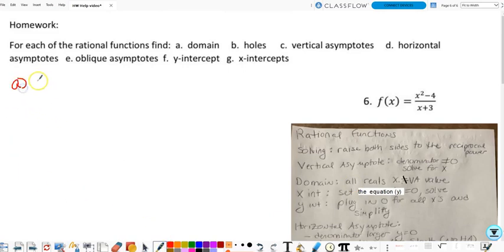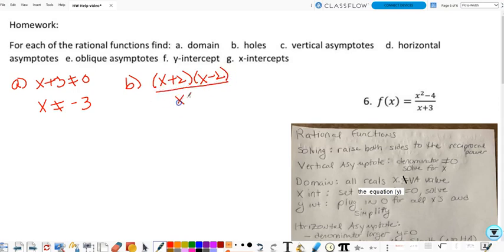Domain. X plus 3 cannot equal 0, so x cannot equal -3. No holes. Well, I should prove that. Okay, let's factor the numerator. X squared minus 4 is the difference of perfect squares. X plus 2 and x minus 2 are not going to cancel and simplify with x plus 3, so no holes. Vertical asymptote, x equals -3.